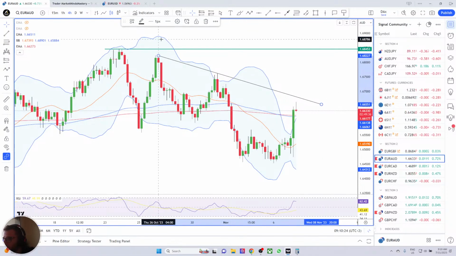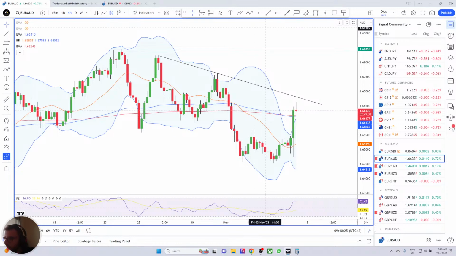There is also a trend line that can be drawn based on this. There is a lower low, there is a lower high, so if price is going to retrace back to the downward trend line, that will be a good place to look for some short positions.